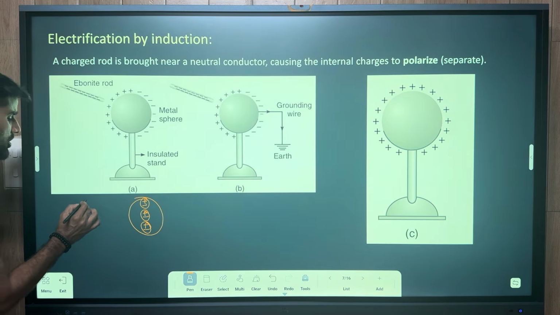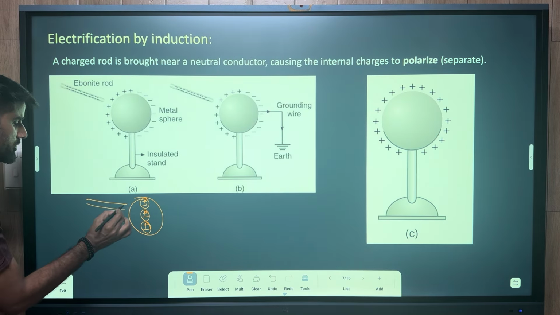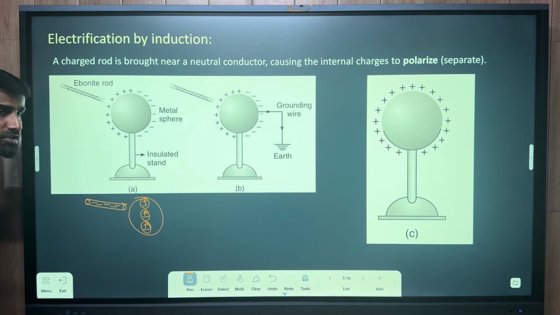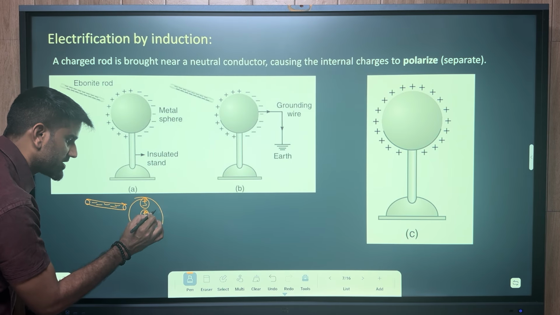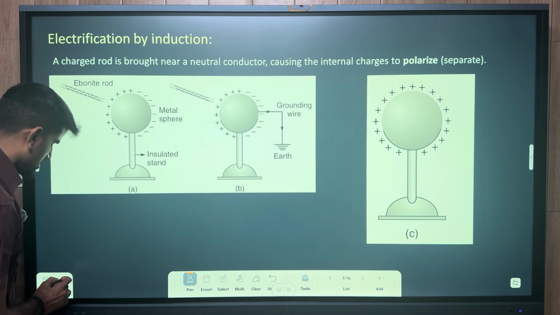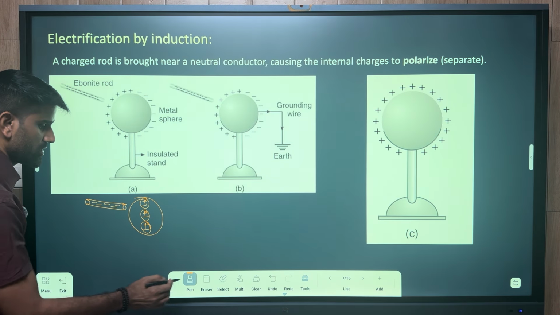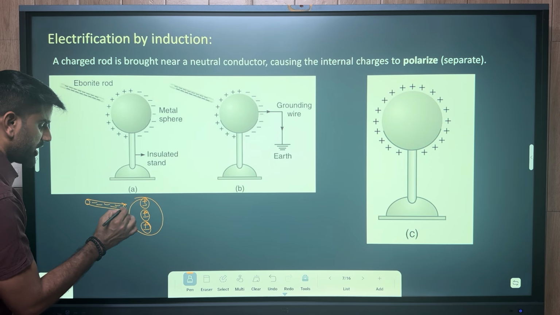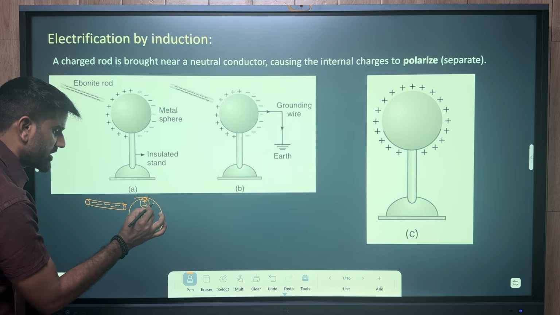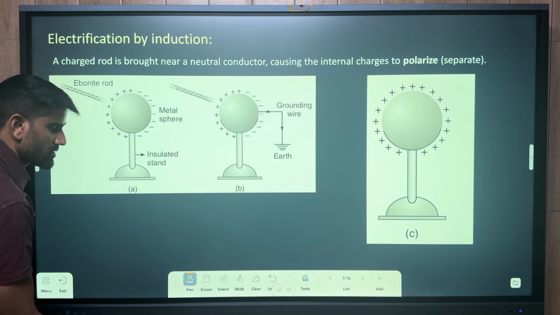When I put this rod, which is negatively charged, near the conductor, not in contact, what happens? This negative charge repels the negative charges. It actually pushes the negative charge.